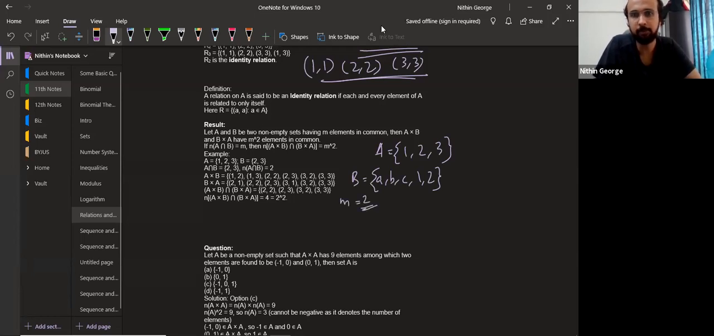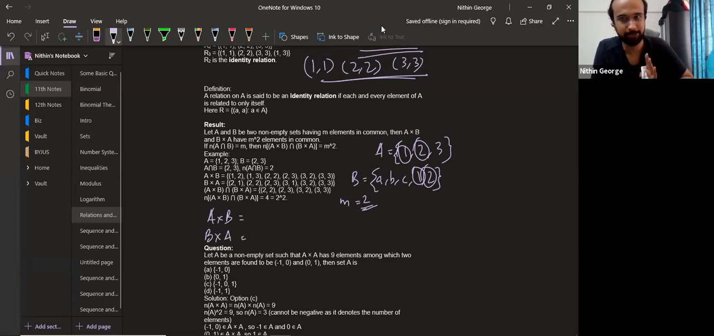So in this case, M is equal to 2. What are the common elements? 1 and 2 themselves. So the idea is, A cross B and B cross A will have how many elements in common? You know they're not the same. But they'll have overlapping elements. Where will that come from? Tell me. So (1,2) is here. (2,1) will be from there. That's the idea. In how many ways can that happen?